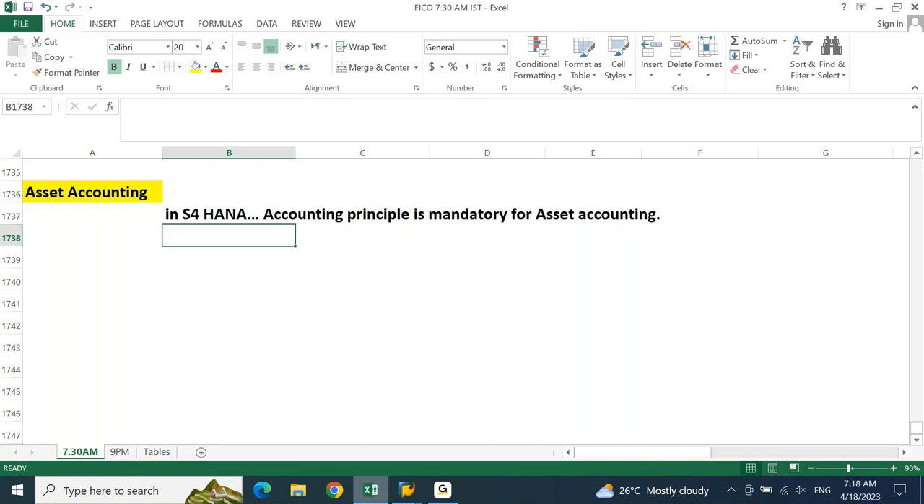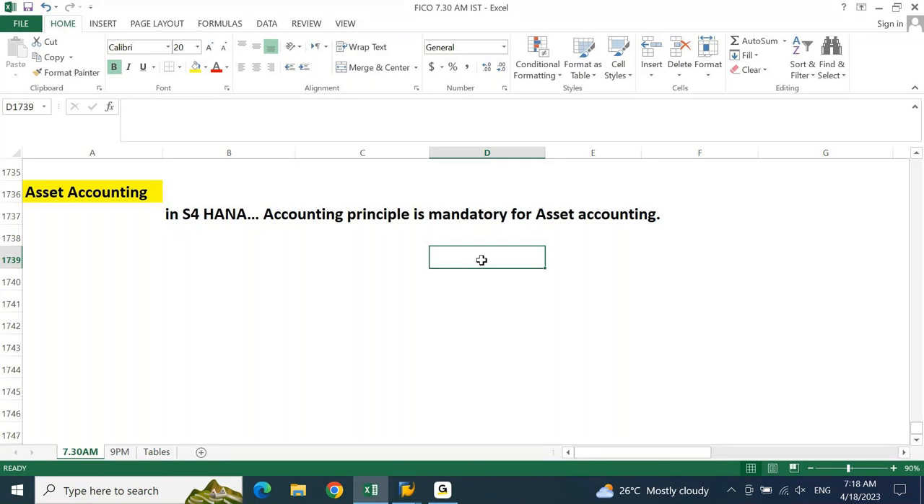In our case, if the daily usage is following the IFRS for local reporting, then do we have to create two ledgers? You mean to say leading and non-leading ledger? Yes. Or entries two times? No, two ledgers, leading and non-leading. Yeah, we have to create leading and non-leading both.